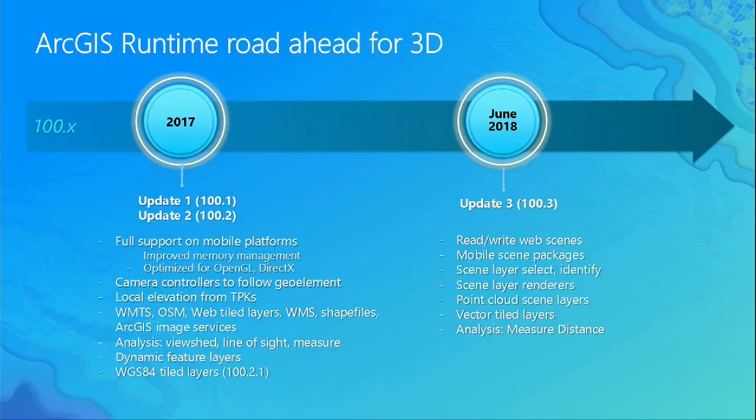What we are looking at in Update 3, which is scheduled for June 2018, is some additional feature functionality to bring us closer to platform capabilities that we see within ArcGIS. One of those is reading and writing web scenes. I mentioned before that web scene is a standard specification for serializing and exchanging information about the context and the contents within a scene.